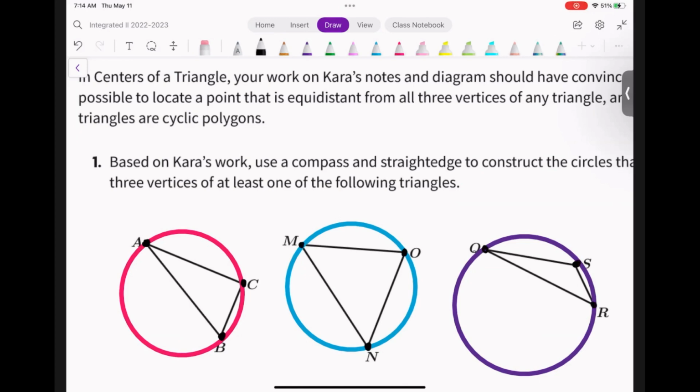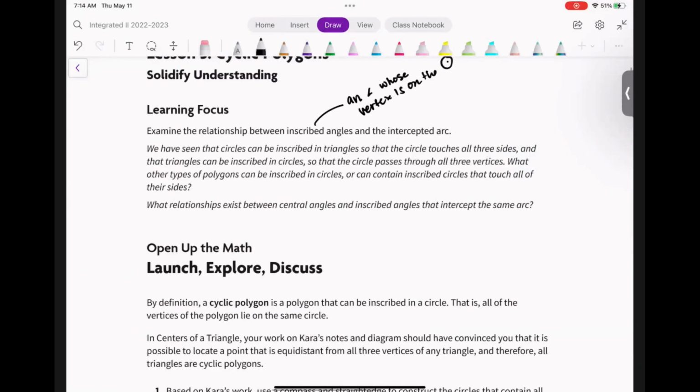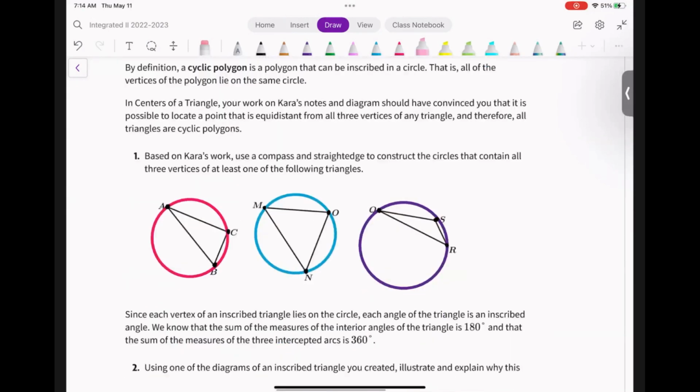Okay. So that's an inscribed angle. The inscribed angle is one whose vertex is on the circle. The intercepted arc, if we're talking about this angle here, angle BAC, is this part of the circle. It's the part of the pizza crust that is being cut out by that angle.